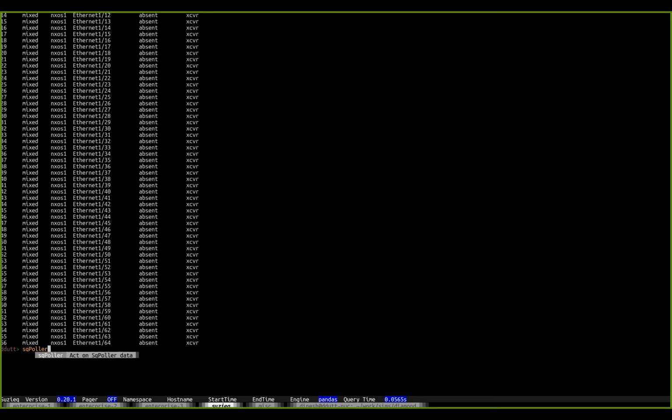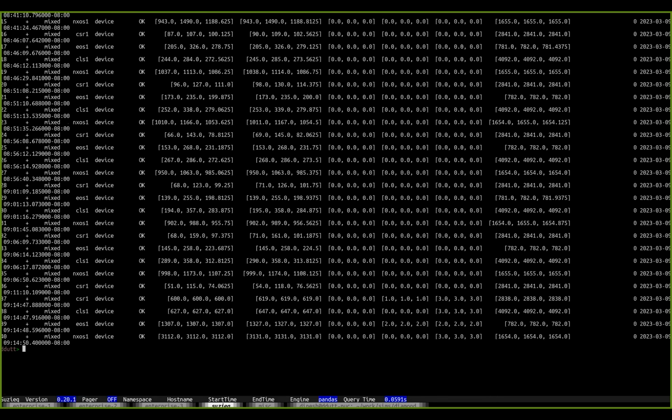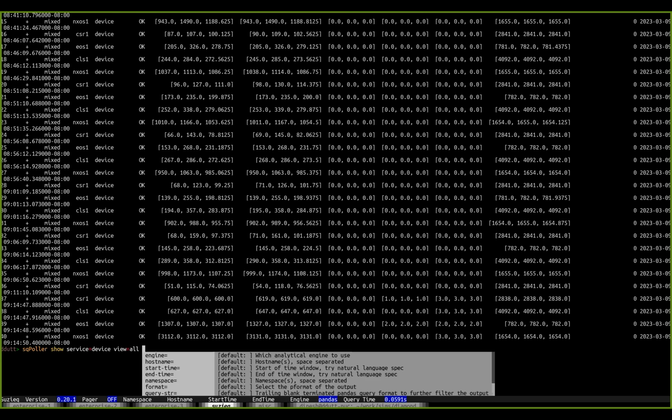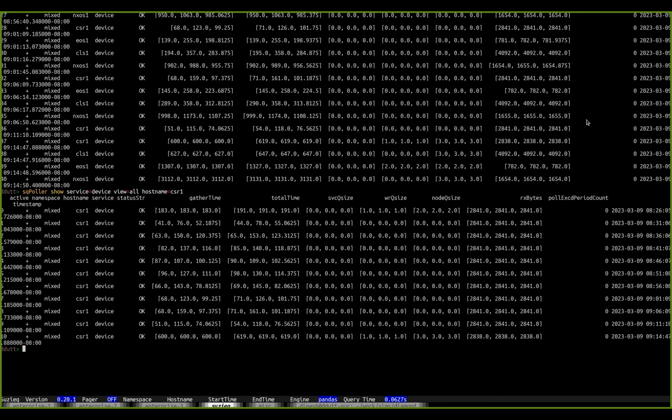What you can do is take the SQ poller. If you think the poller has been running for a while, say sq-poller show service equals device and view equals all, and you should see a whole number of devices. Let's take a simple one. You can reduce this to hostname equals CSR1. You see that we are stamping this time every 5 minutes, so 26, 31, 36, 41, 46, etc. If you see this, you know that it is working correctly.